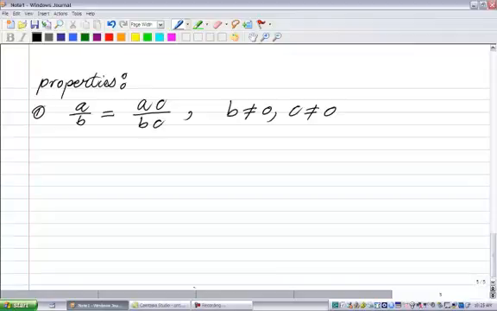the numerator and the denominator with the same number c, right? So that's allowed, and you still get the same fraction. Okay. The second property is that if I have a divided by b, that's the same as a divided by c over b divided by c.